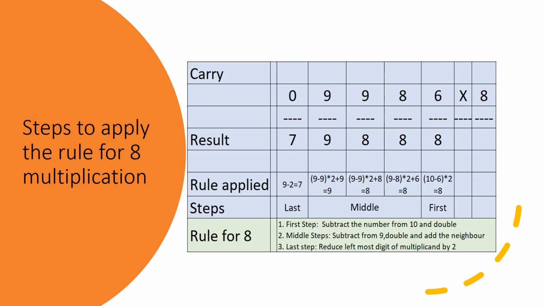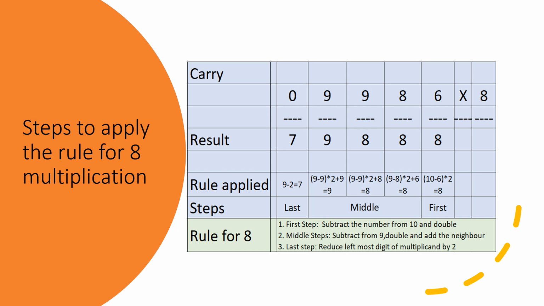Let's see an example here. For the number 6, this is the first step. In the first step, we first subtract the number from 10 and multiply by 2, we will have to double. So it is 8. 10 minus 6 equal to 4. 4 into 2 equal to 8.